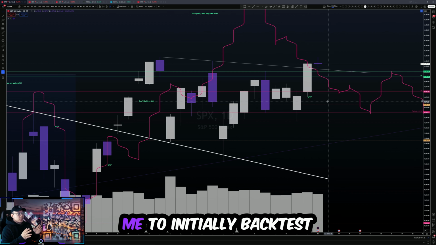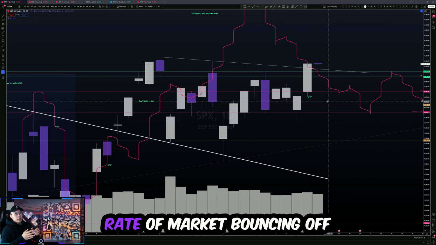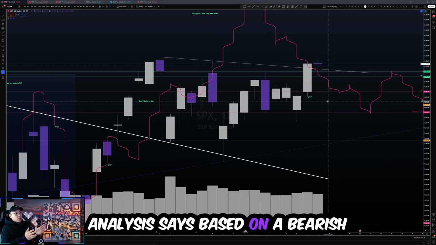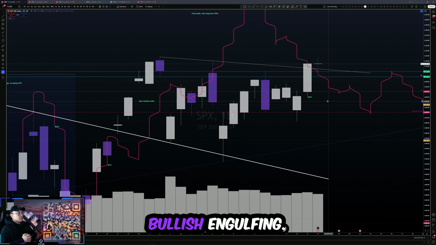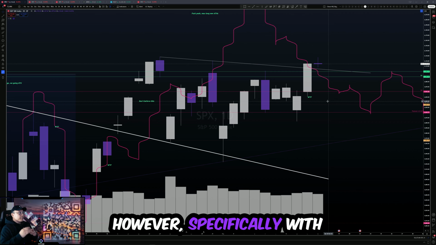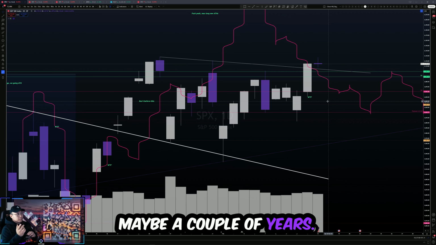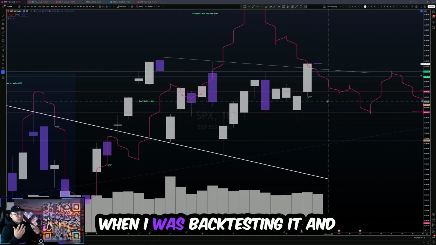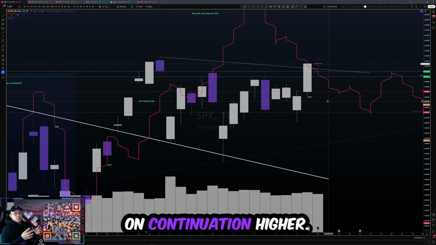That is actually what caused me to initially backtest this over a year ago. And when I did that, I realized it's an extremely high win rate of market bouncing off a bearish engulfing close. Now, fundamental technical analysis says, based on a bearish engulfing close, you should expect continuation lower, correct? Same thing with the bullish engulfing. However, specifically with SPX, that rarely ever happens. I believe within the past maybe couple of years, I think the win rate is at least 80%. Don't quote me on that. I'm just trying to think back to when I was backtesting it. And that provided me confluence on continuation higher.